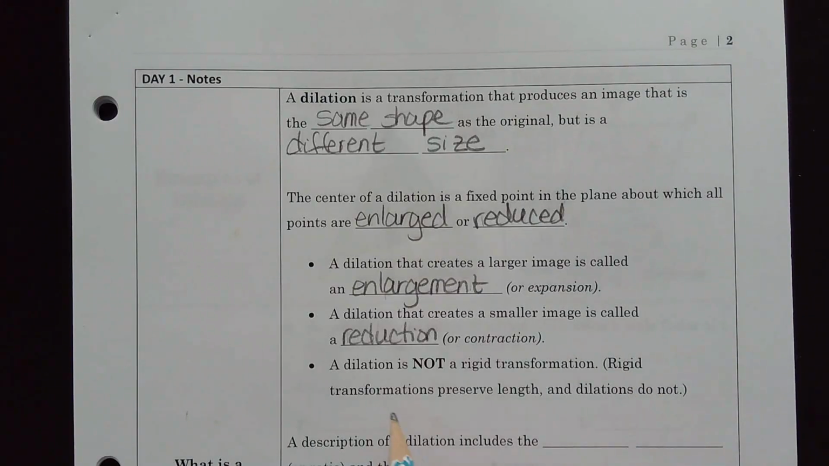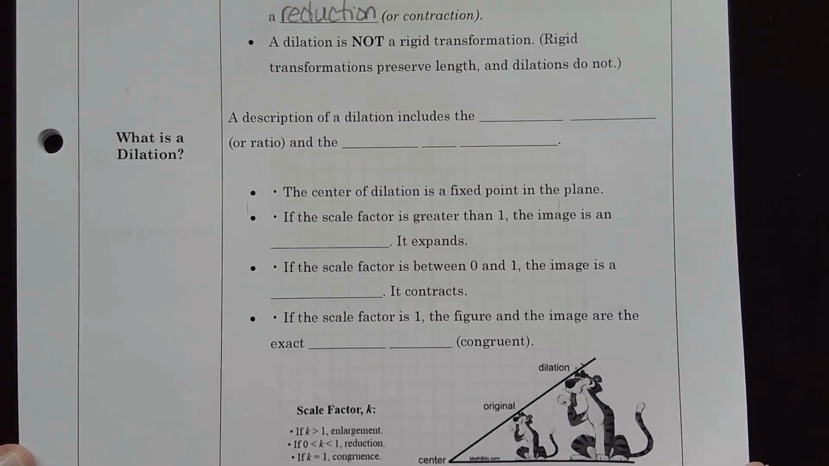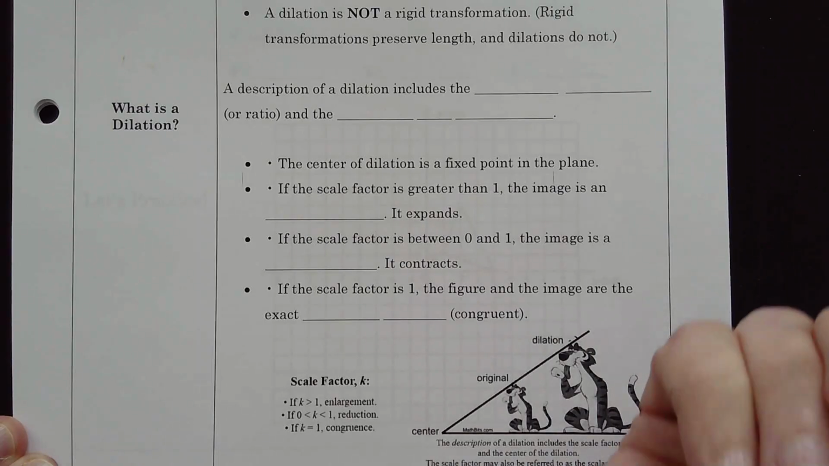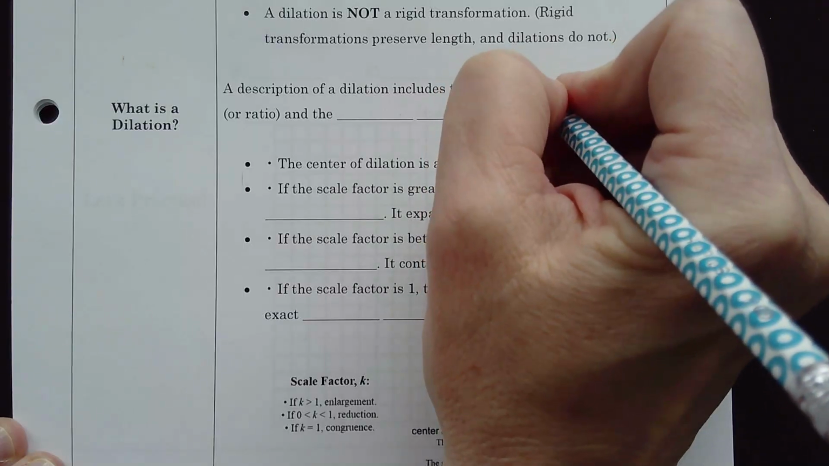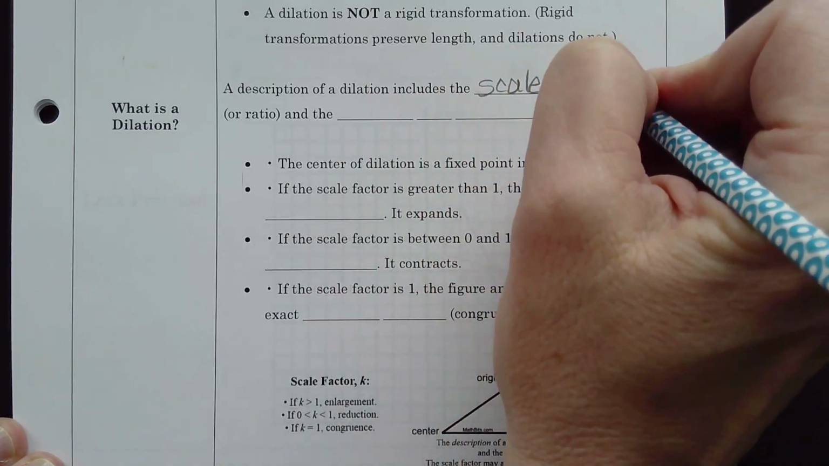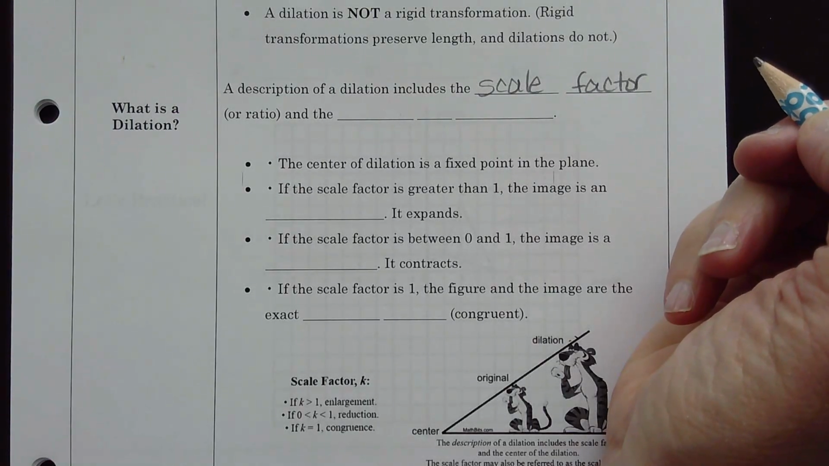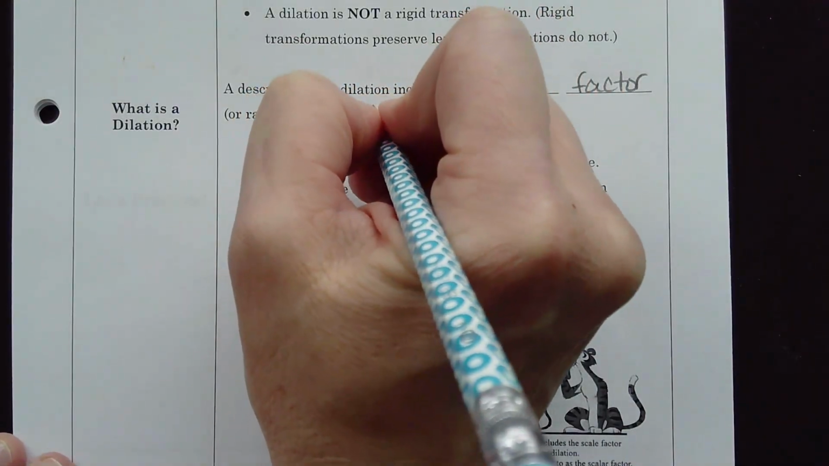Please note that a dilation is not a rigid transformation. Rigid transformations preserve the length. Dilations do not. A description of a dilation always includes the scale factor, or the scale factor is a ratio, I should say, and it also includes the center of dilation.